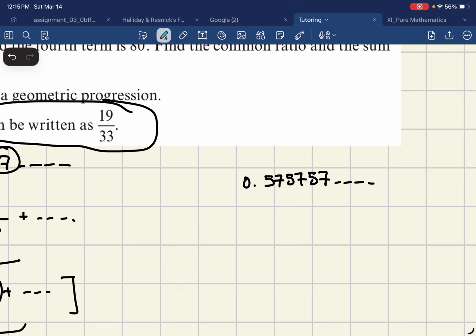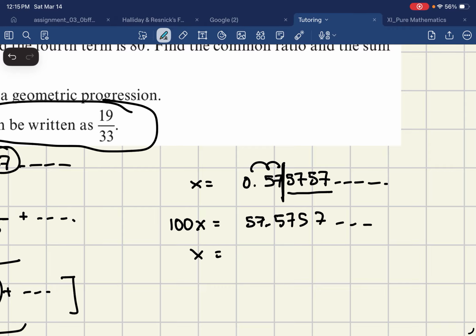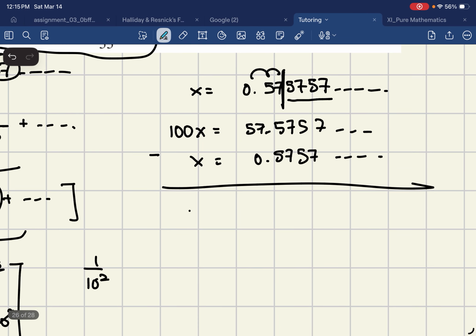0.5757 is repeating. So let's just call this x. Now, I want to separate the repeating units, right? So 5757 is repeating. So let me just multiply by 100. 100x is going to be 57, 2 decimal points, 0.5757. And now let me compare this with x, which is 0.5757 all the way up until infinity. If I subtract these two equations, I get 99x is equal to 57 minus 0, which is just 57.